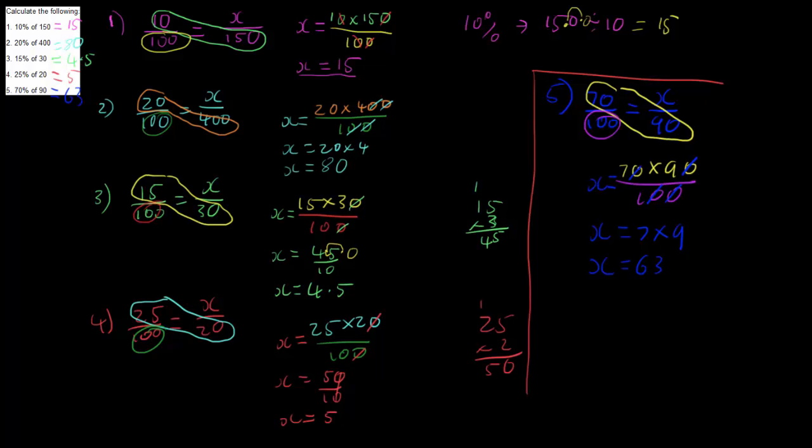So by using this method of working out percentages of values, it's a really easy process of just multiplying the two diagonals and dividing by what's left. If I have something like 10%, all I need to do is just divide by 10.